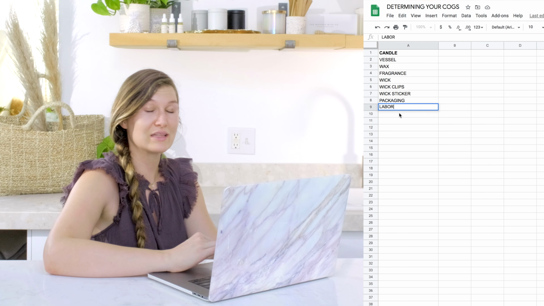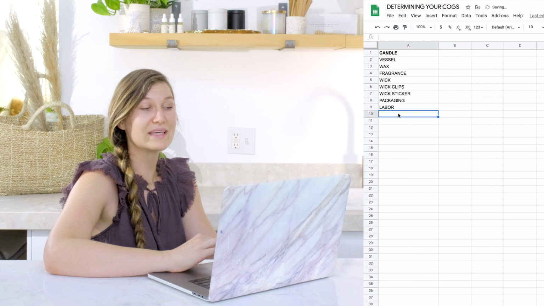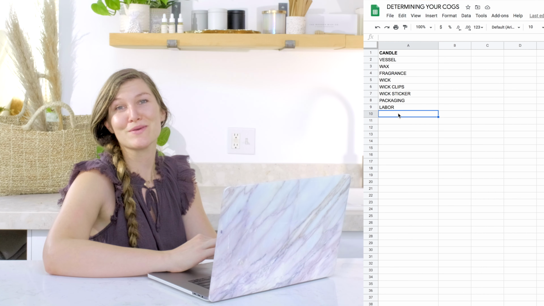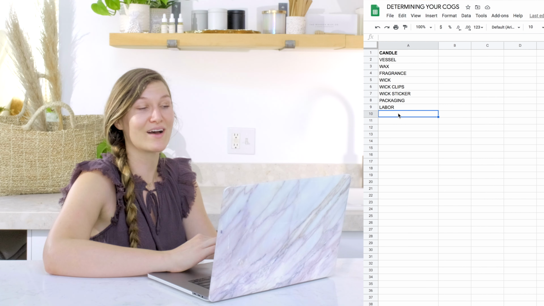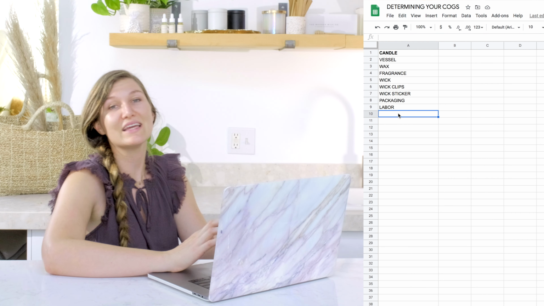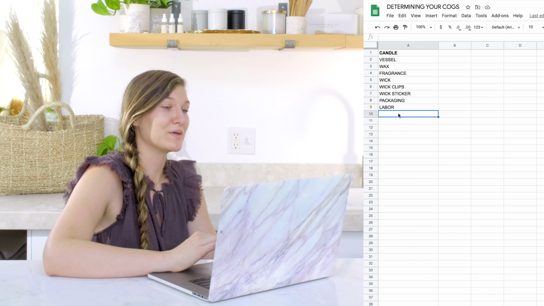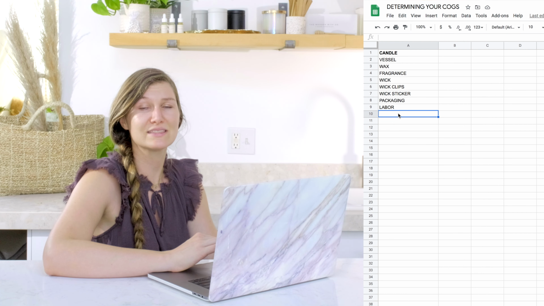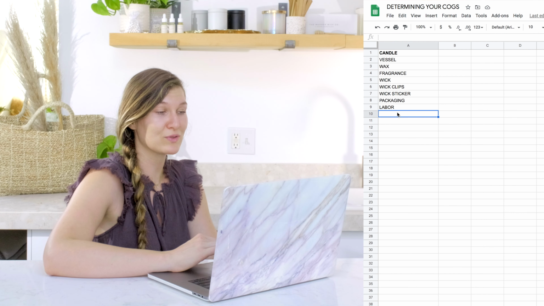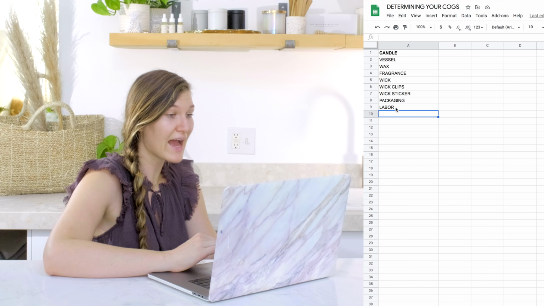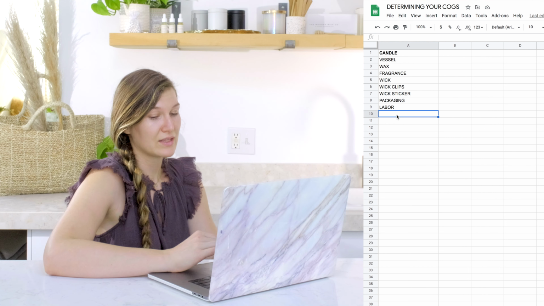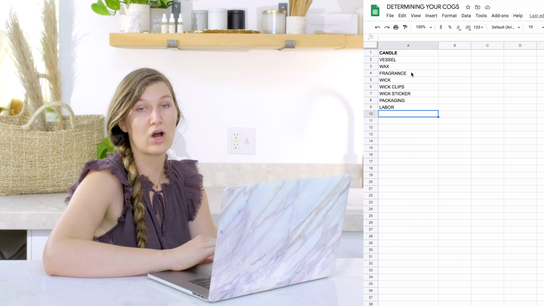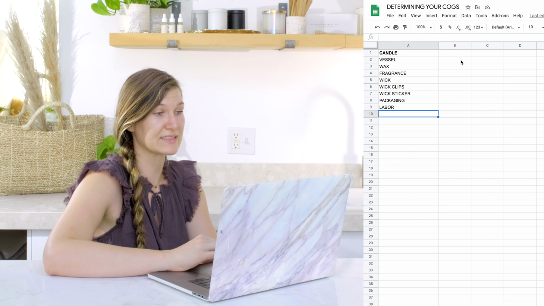You want to include a labor cost. So even if you're making all of your candles in the beginning, at some point someone else may be making those candles, and you want to attribute that labor cost into your product. You can always go down in price, but it's a lot harder to raise your prices once you have an established customer base. So build that labor into your product now. And if you want to offer free shipping, that's something that you can account for in your cost of goods as well. But we'll just start with these basics.